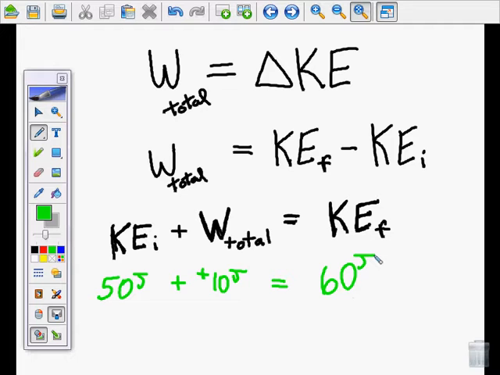Now we know that sometimes work can be negative. So if the object was moving along and had 50 joules of kinetic energy, but the total amount of work done was negative 10 joules, well, that means the force was going in the opposite direction of the displacement. It's slowing the object down, and the total kinetic energy now would be 40 joules. This simple formula, showing the relationship between the initial kinetic energy and the final kinetic energy, is sometimes called the work energy formula.